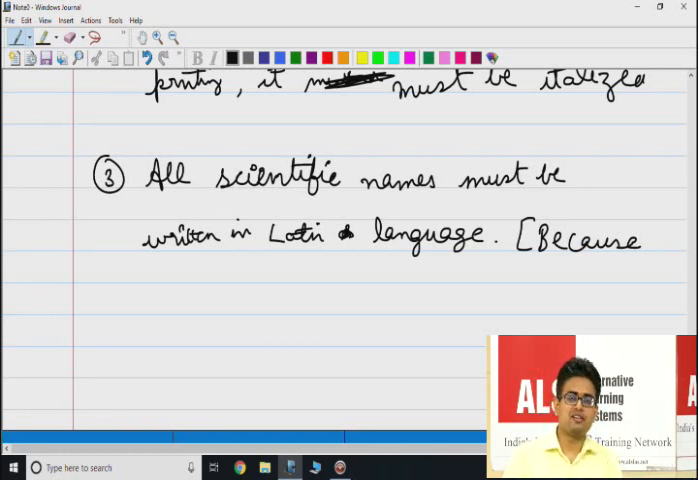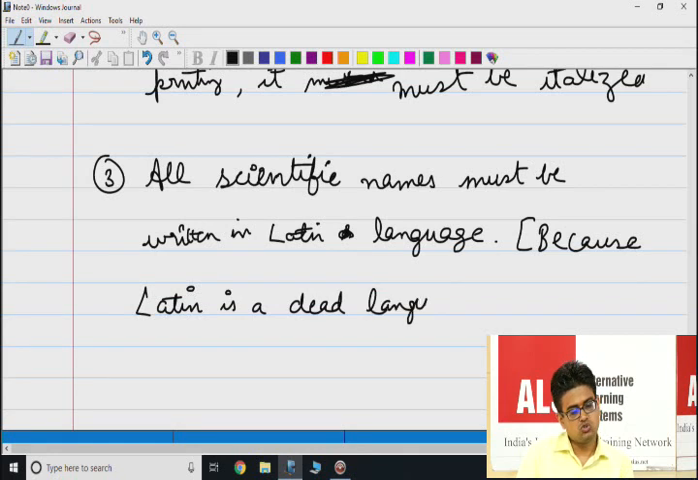Anybody else? Latin is basically a form of Spanish language, but it is more refined, more grammatically correct. Spanish has a very different grammar, very different syntax. But anyway, the reason is because Latin is a dead language. Because it is a dead language, nobody will attempt to change the names of organisms that have already been named. Okay.